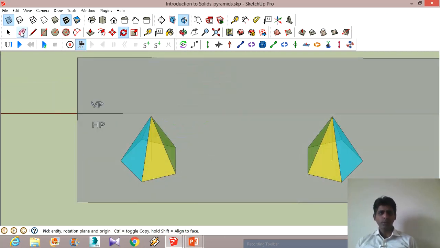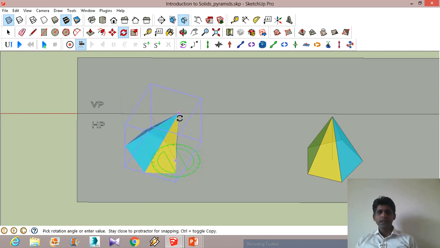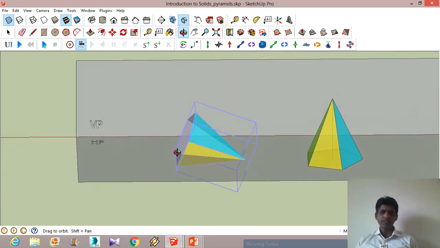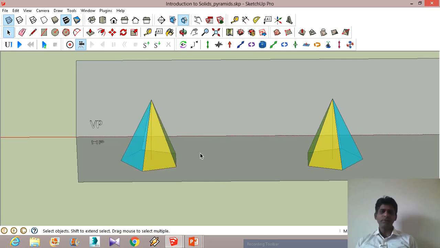I'll just show you once. Select this, and yes, now it is resting on one of the edges of the base, and if I continue to rotate this until it rests on the triangular face, then in this case it will be resting on one of its triangular faces like this. So depending on whatever is asked, we have to initially select the correct placement.